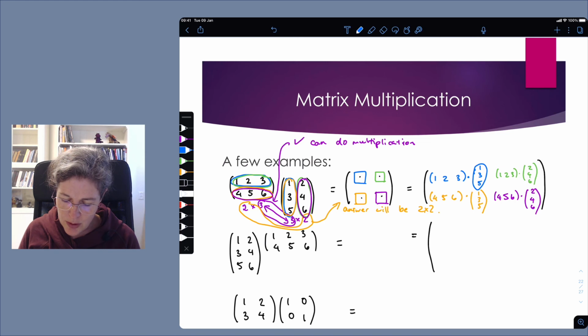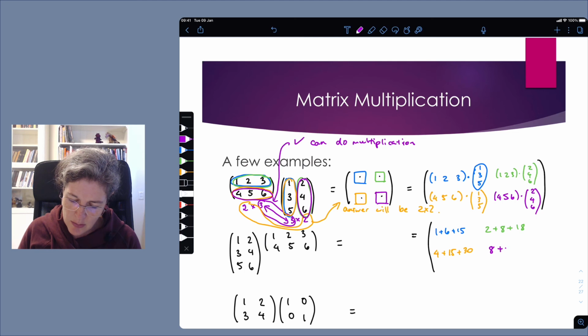Okay, so we've got 1, 2, 3 dotted with 1, 3, 5, so that's 1 times 1, which is 1, plus 2 times 3, which is 6, and 3 times 5, which is 15. Next entry is 1, 2, 3 times 2, 4, 6. That's going to give us 1 times 2, which is 2, plus 2 times 4, which is 8, plus 3 times 6, which is 18. Now we've got 4, 5, 6 times 1, 3, 5. So that's going to give us a 4 plus a 15 plus a 30. And finally, we've got 4 times 2, which is 8, plus 20 plus 36. So we're almost there.